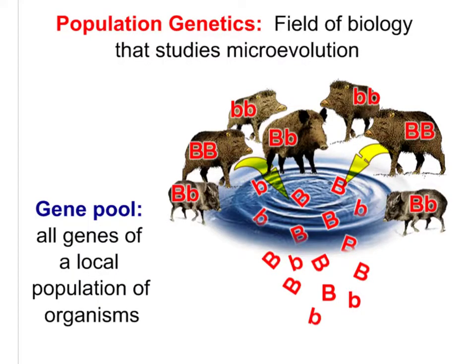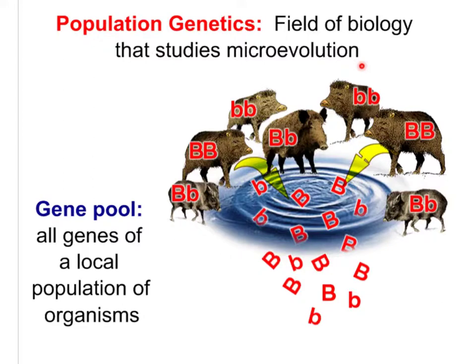What do we mean then when we use the term population genetics? When we talk about population genetics, we're talking about a field of biology that studies microevolution. So we're looking at dozens to hundreds of generations, a smaller scale in the grand scheme of things, and we're looking at just changes within a species, not the origin of new species.